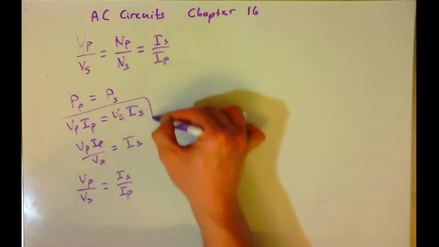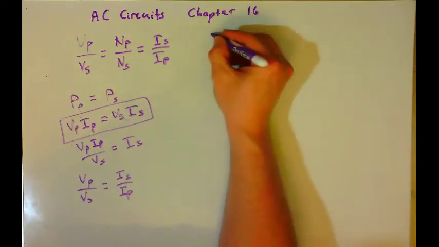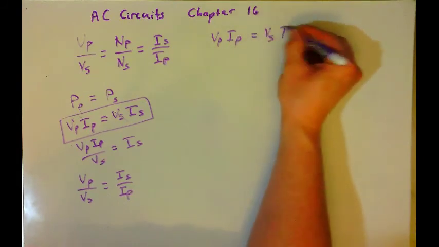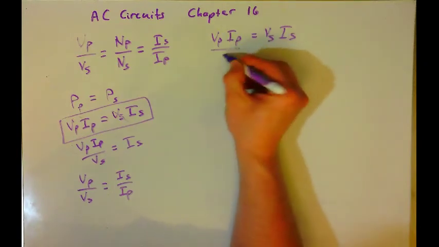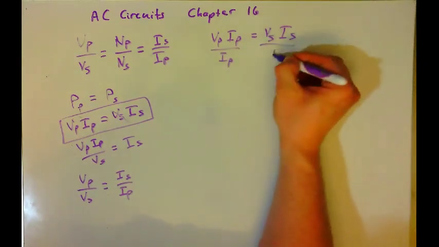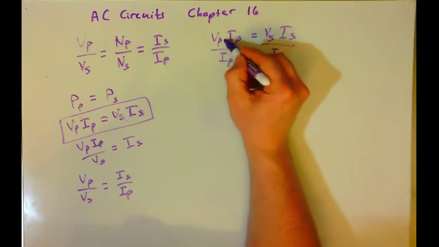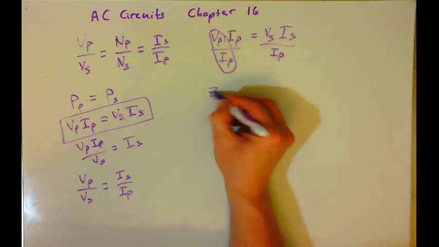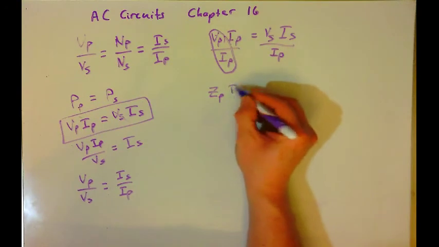Now let's look at this formula again. The power in the primary has to equal the power in the secondary. So Vp Ip equals Vs Is. Now this time I'm going to divide both sides by Ip, but I'm not going to cancel these. Instead, I want to say that Vp over Ip is the primary's impedance, right? So voltage divided by current is impedance, and I still have this Ip here.